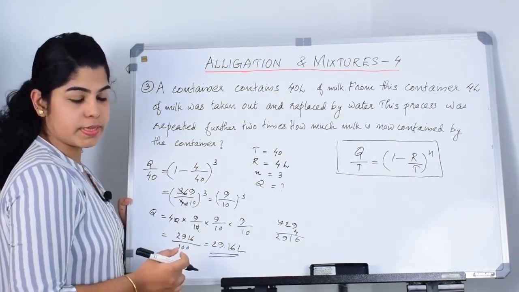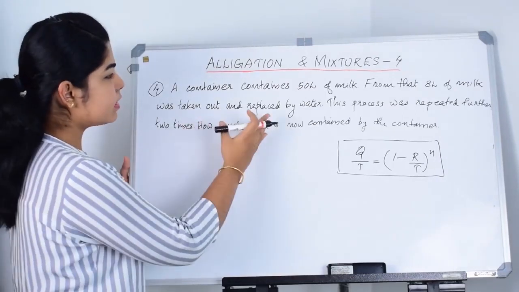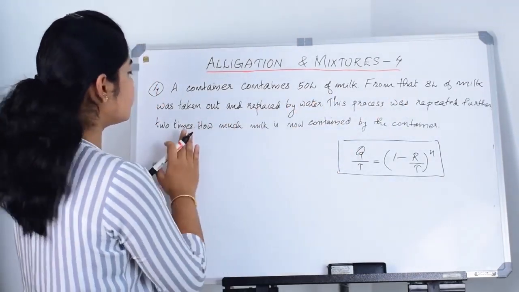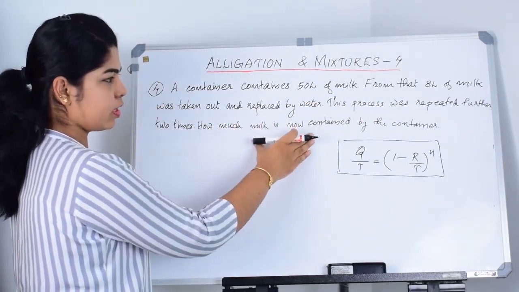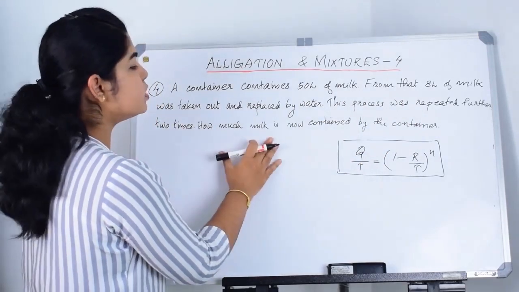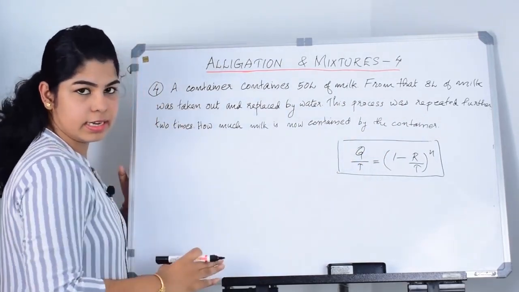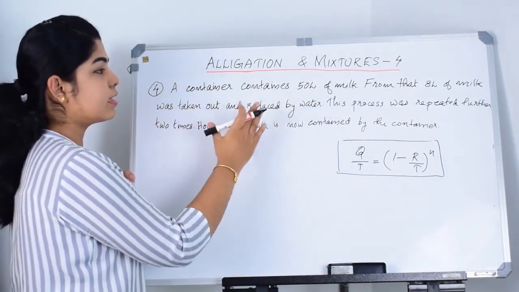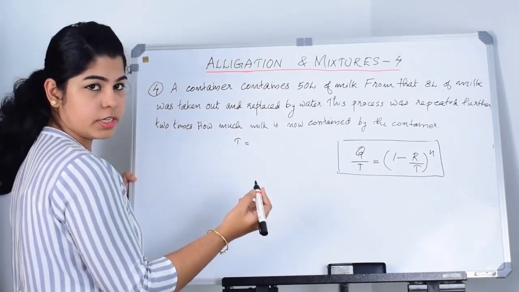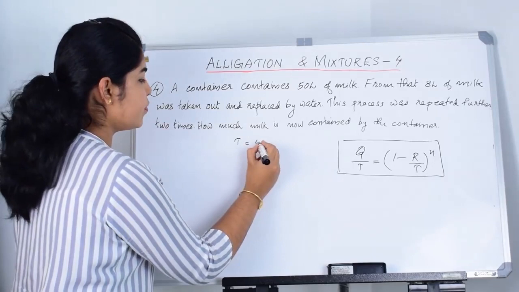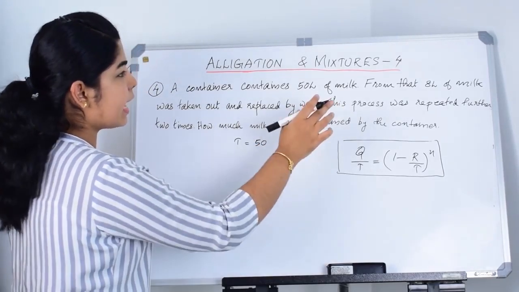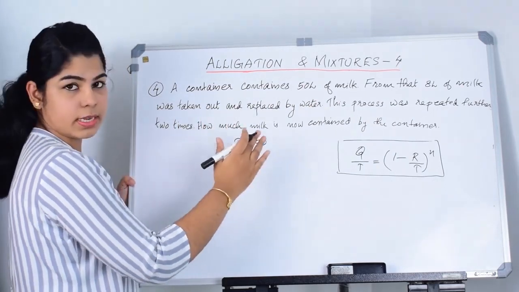Let us solve one more question. Here our question is, a container contains 50 liter of milk. From that 8 liter of milk was taken out and replaced by water. This process was repeated further 2 times. How much milk is now contained by the container? Here it is given a container contains 50 liter of milk, that is T, which is the total quantity of the solution, is 50.